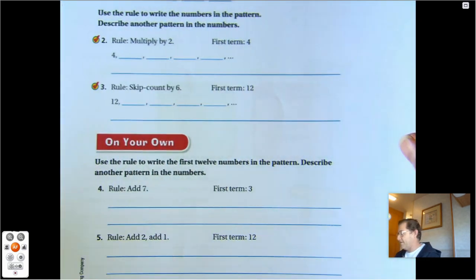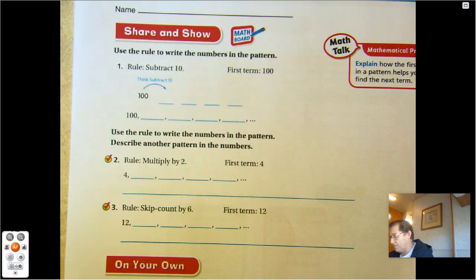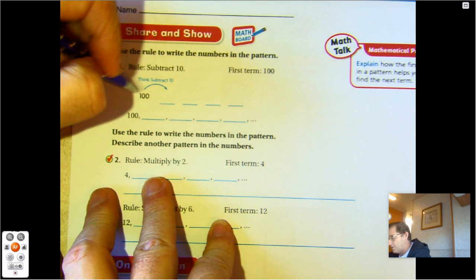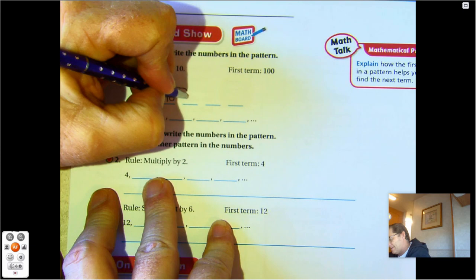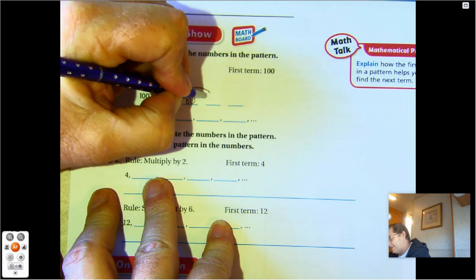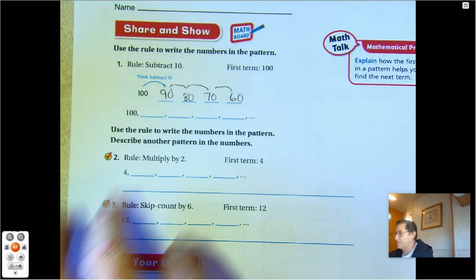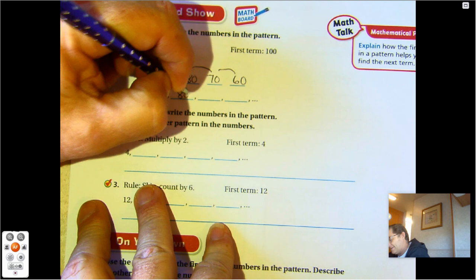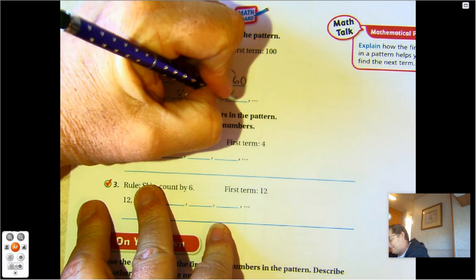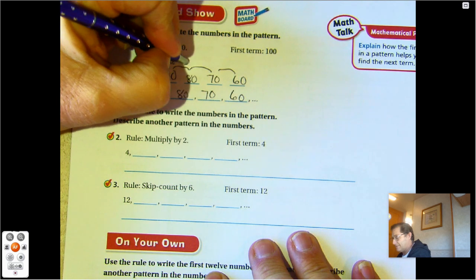All right, page 225. So the rule is subtract 10, and the first term is 100. So 100 take away 10, 90. Take away 10, 80. Take away 10, 70. Take away 10, 60. Okay, so 100, 90, 80, 70, 60. And these are minus 10s.